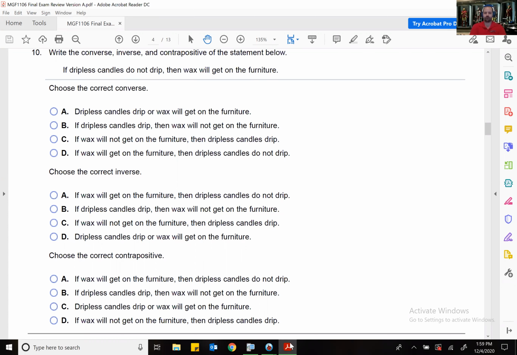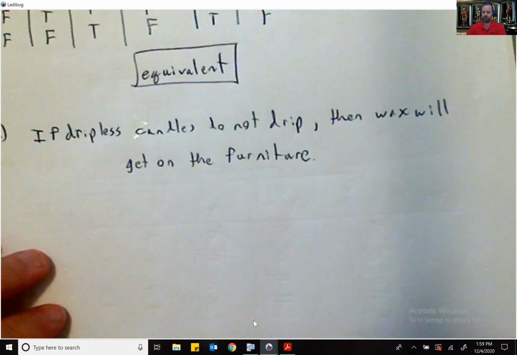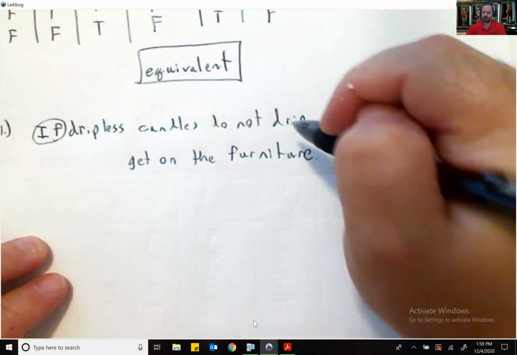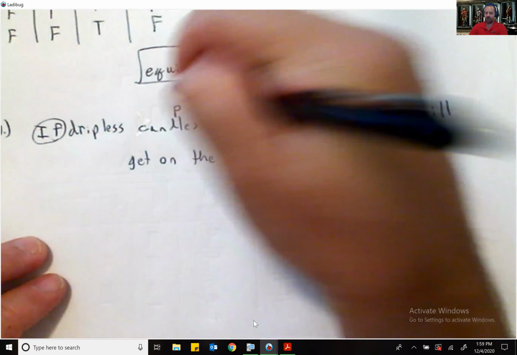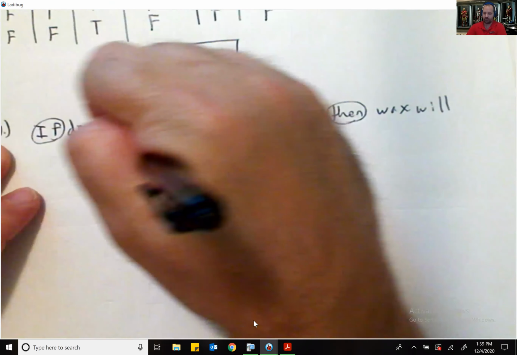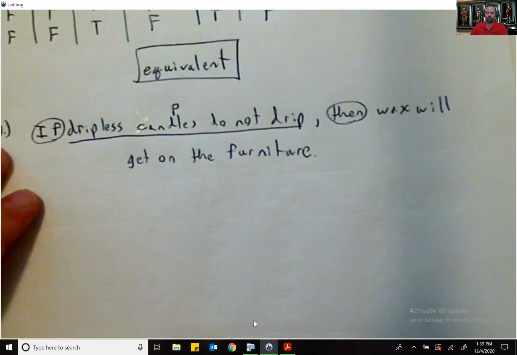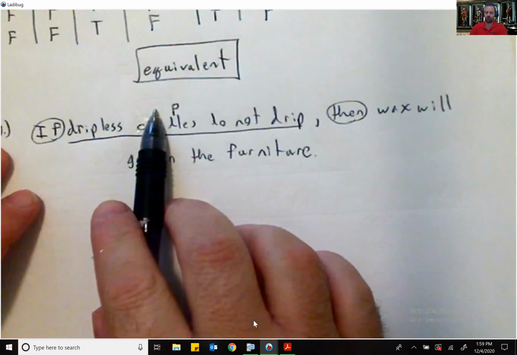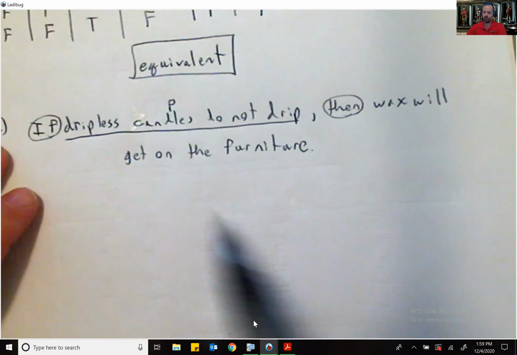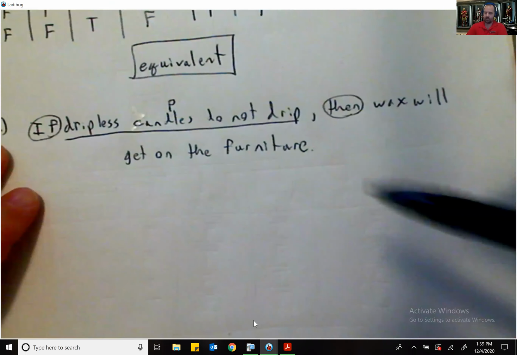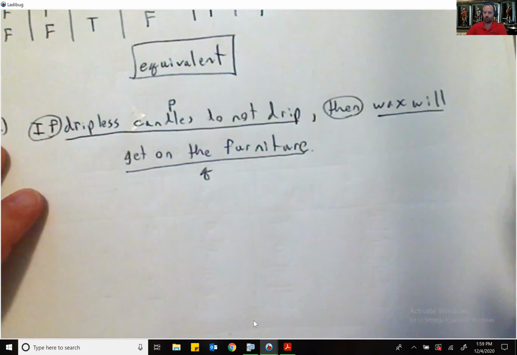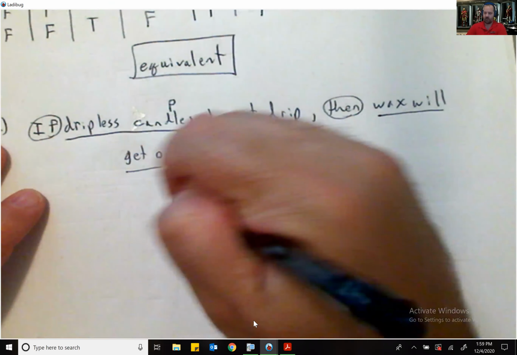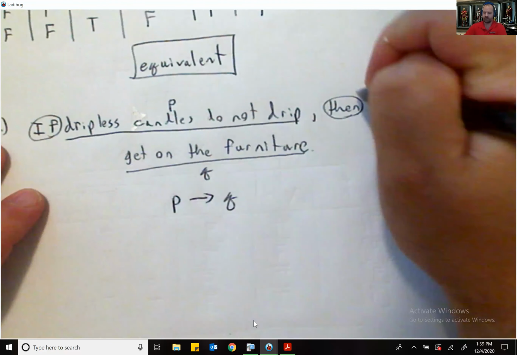Okay. So when we look at this, this is our conditional statement. Even though this has a not in it, this is actually going to be our P statement. So I'm not going to call this negate P, I'm just going to call this P. And then this one will be our Q statement. So our original statement is P arrow Q, because "then" is the arrow.